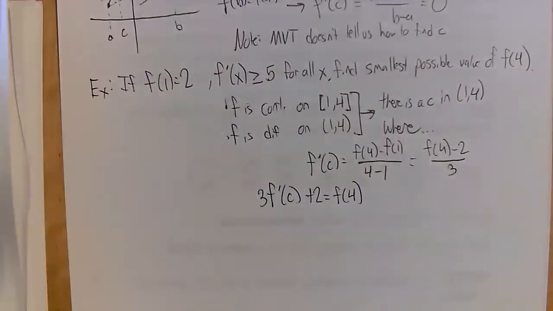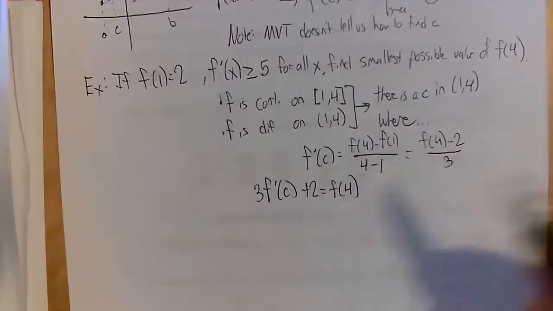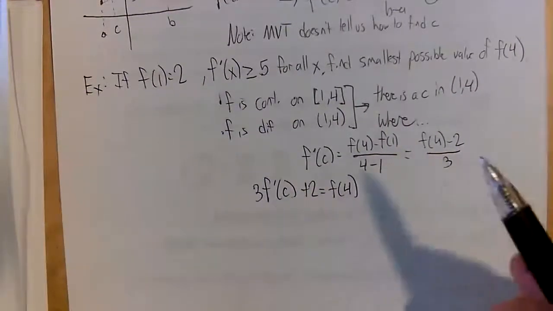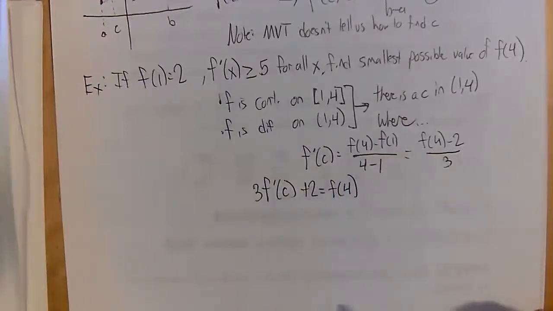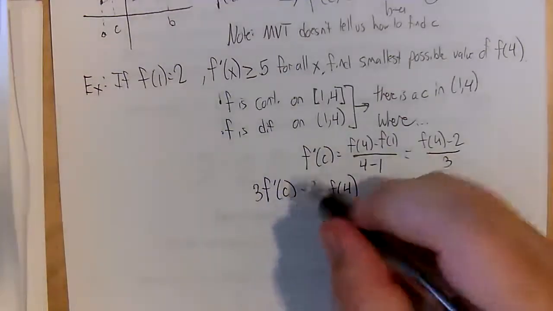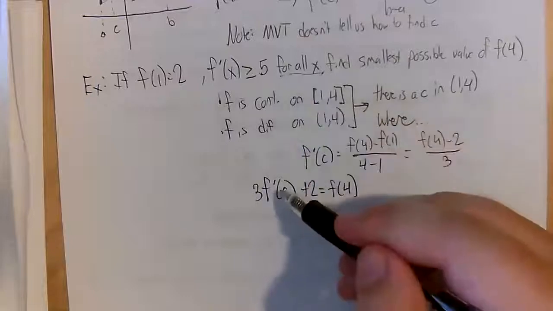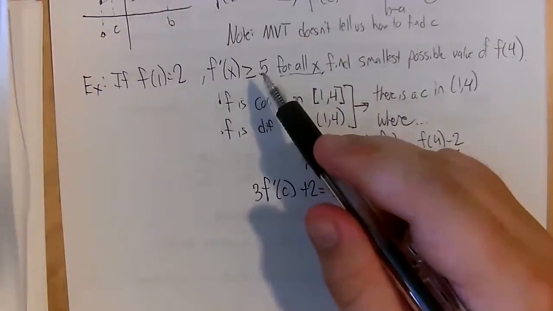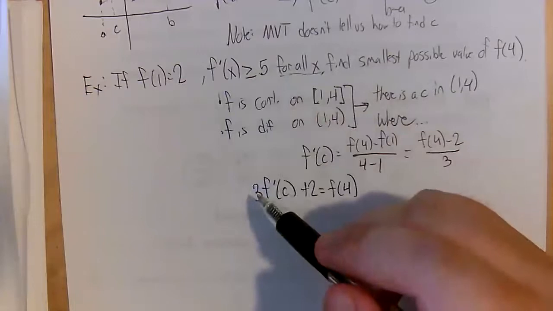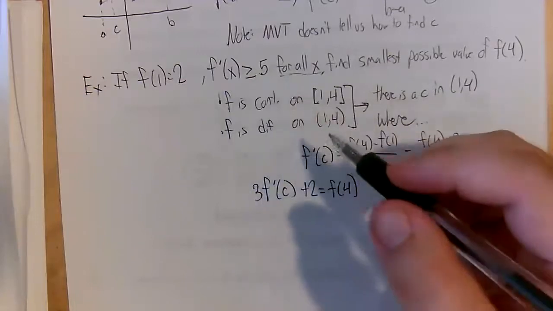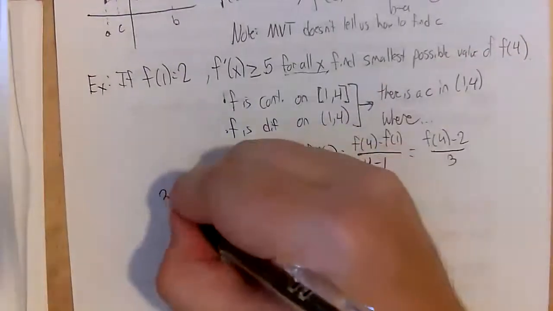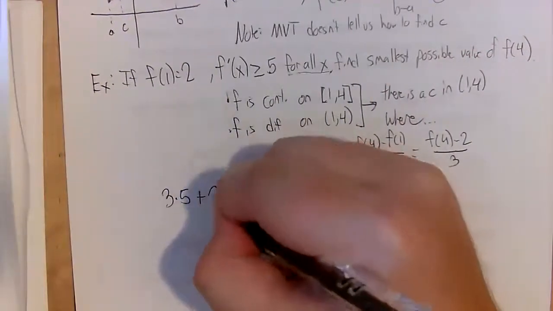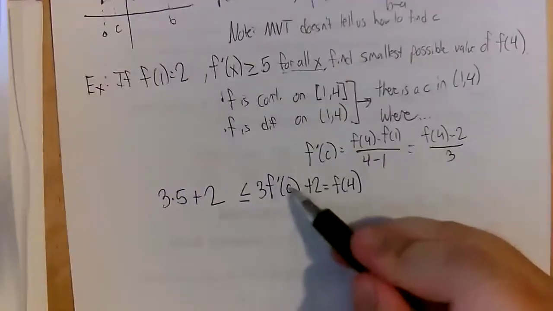Okay, well, that's all well and good, but we don't know what the c value is, and we don't have a formula for our function, so we can't take the derivative and directly plug it in here. So how are we supposed to know what f of 4 is? Well, one fact that we do know is that the derivative anywhere for all x is going to be greater than or equal to 5. So at a minimum, this has to be 5. So this is going to be greater than or equal to 3 times 5 plus 2. And this is the smallest it can be.